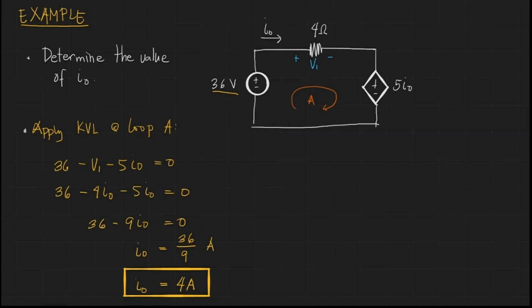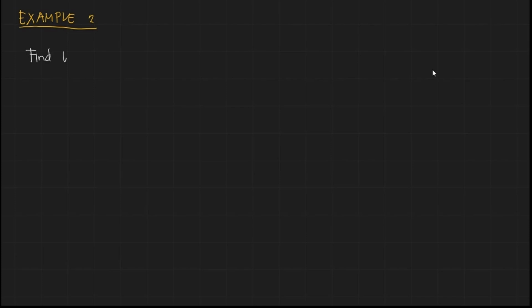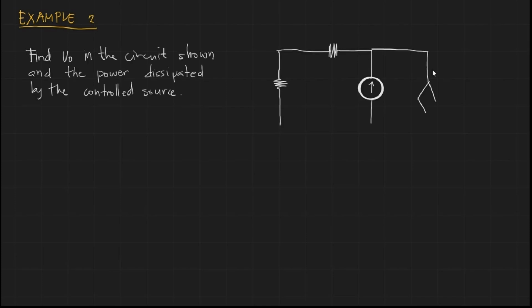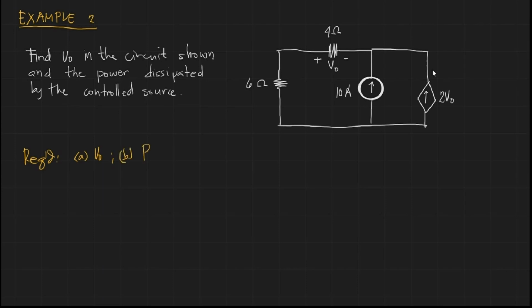Let's have another example, a more complicated one. For example number 2, we are to find the value of VO in the circuit shown and the power dissipated in the controlled source, which is in this case the one with 2 VO. Required, not the value of the VO. The VO is the voltage drop in the 4 ohm resistance, as well as the power dissipated in the 2 VO.